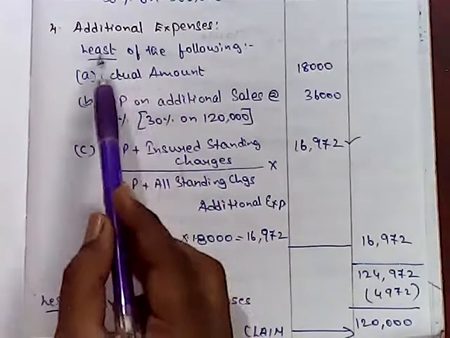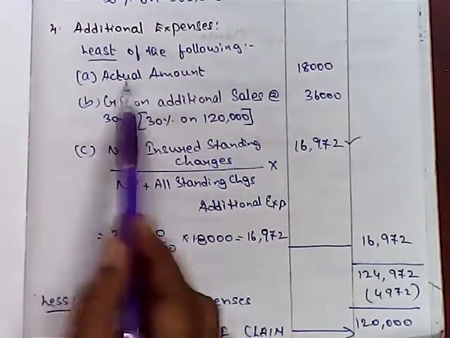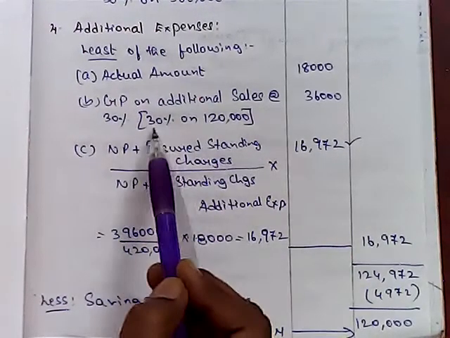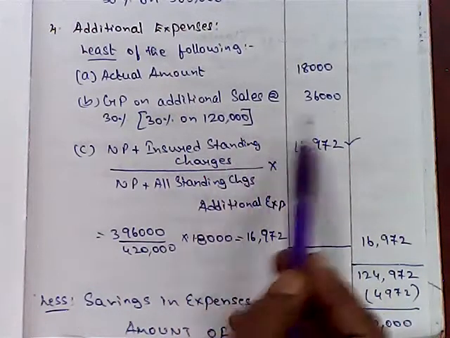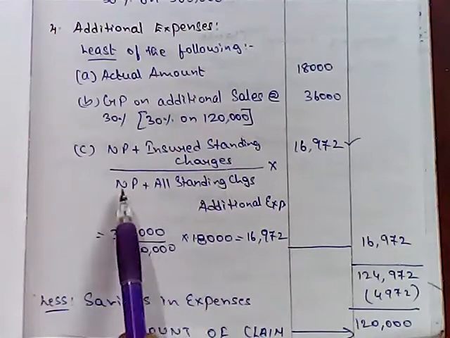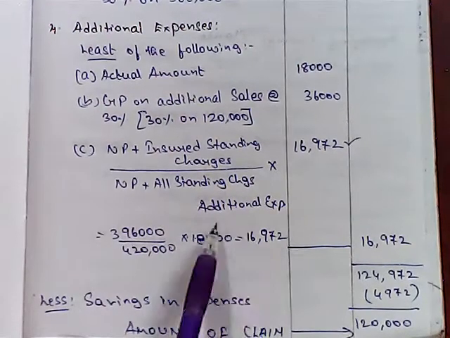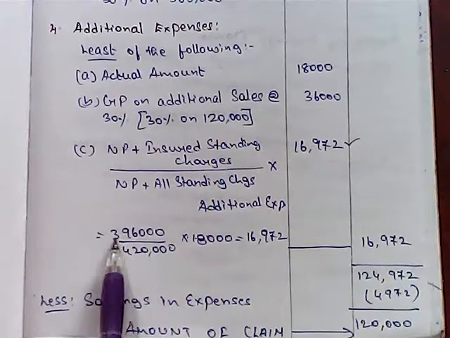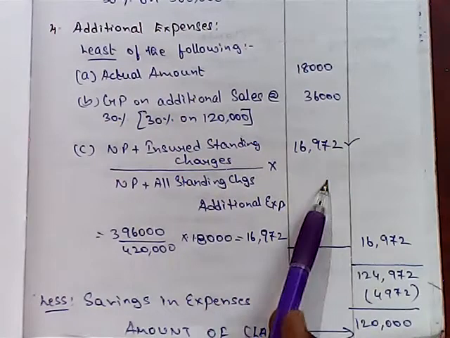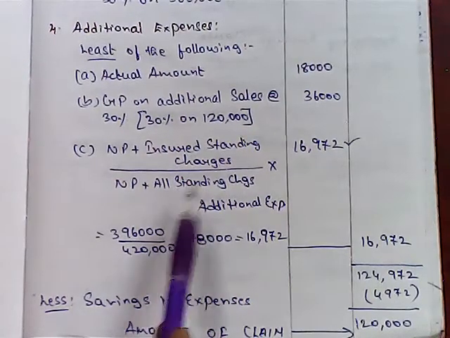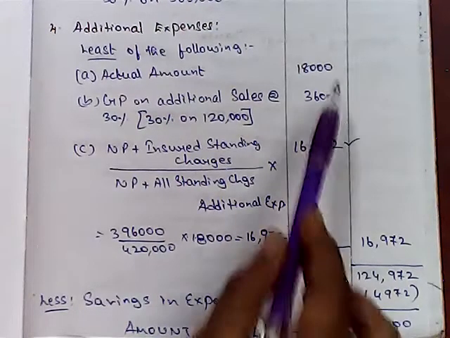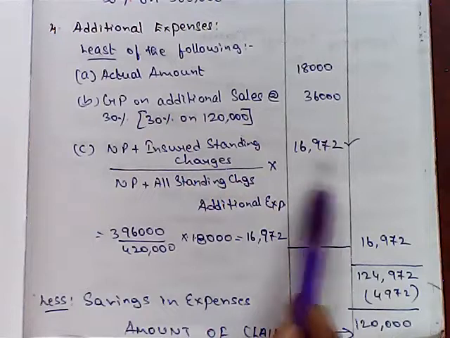Number 4 is calculation of additional expenses. So additional expenses will be the least of the following. A, actual amount is 18,000. B, gross profit on additional sale at 30%, that is 30% on 1,20,000, is 36,000. C is net profit plus insured standing charges divided by net profit plus all standing charges into additional expenses. So it is 3,96,000 divided by 4,20,000 into 18,000, which is 16,972. We are using this formula because we have all the information related to this formula only. So it will be the least of the three. Which is the least? 16,972 is the least.